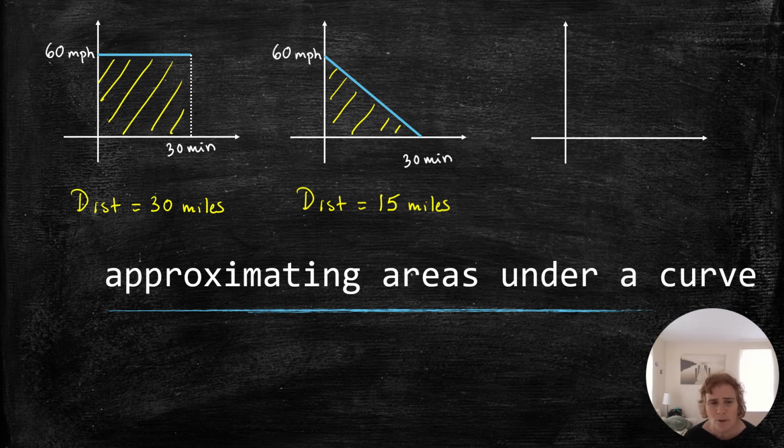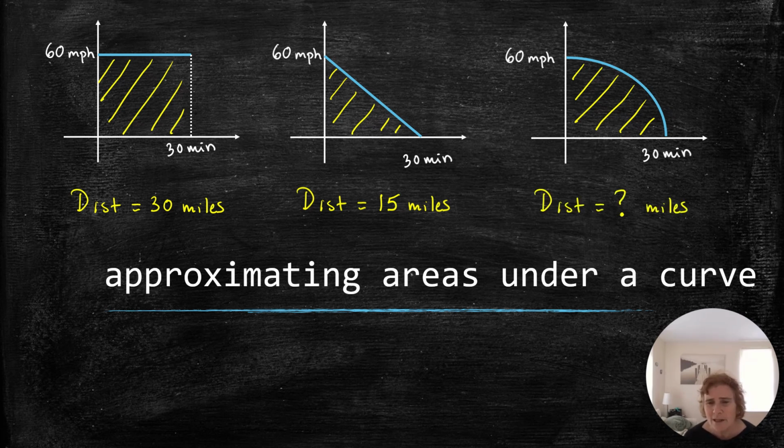But what if your rate curve or velocity curve looks like this? Well, finding that area, we don't have a geometric formula for that. Might look like a quarter of a circle, but it's not. So we need to find a way to work out that distance, and that is what this video is all about. We are going to be using rectangles and trapezoids, so geometric objects, to estimate the area under that curve. So without further ado, let's begin.